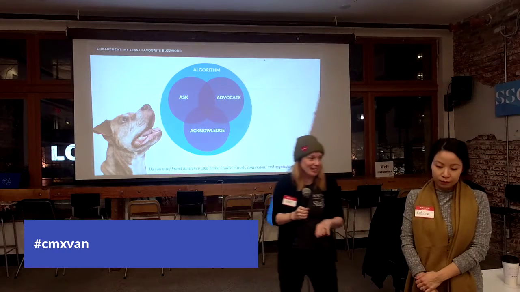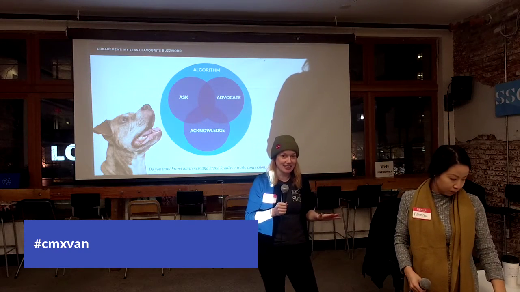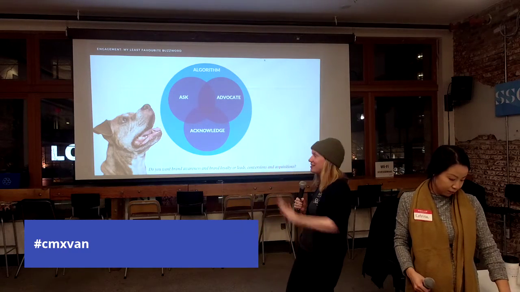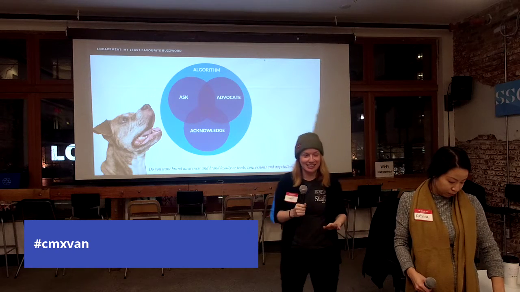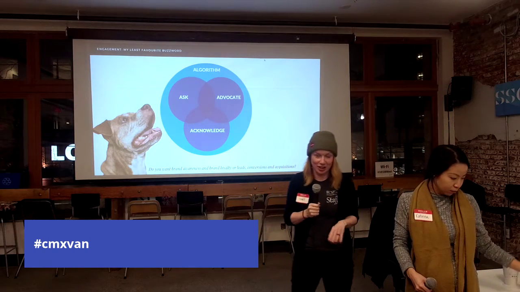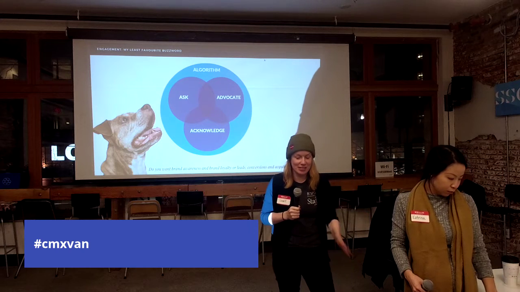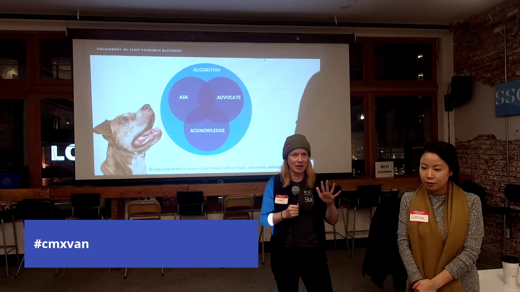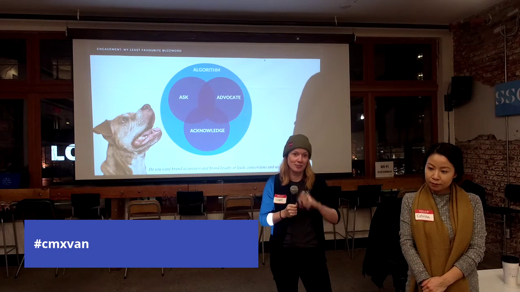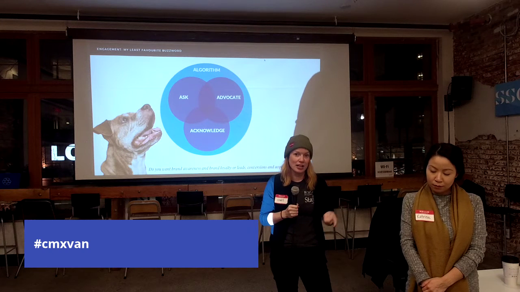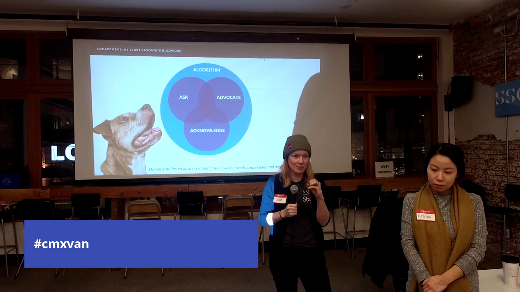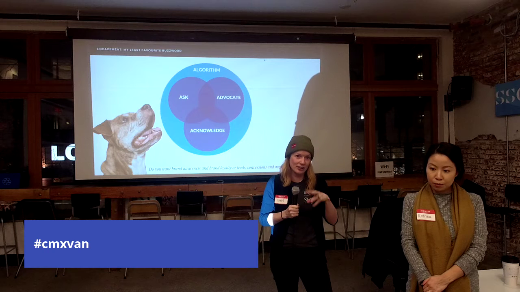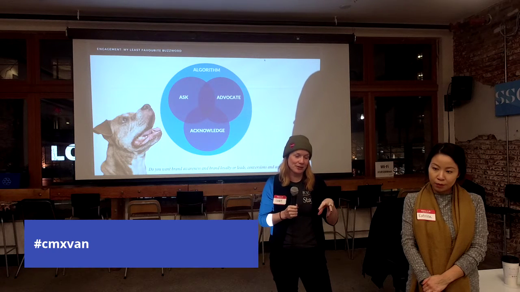Great, so Katrina mentioned a balanced calendar. We call these the 4 A's: algorithm, ask, advocate, and acknowledge. We'll do some examples of these, but this is how you maximize the algorithm on Facebook. If you balance these types of posts within the algorithm, you're going to get a maximum amount.